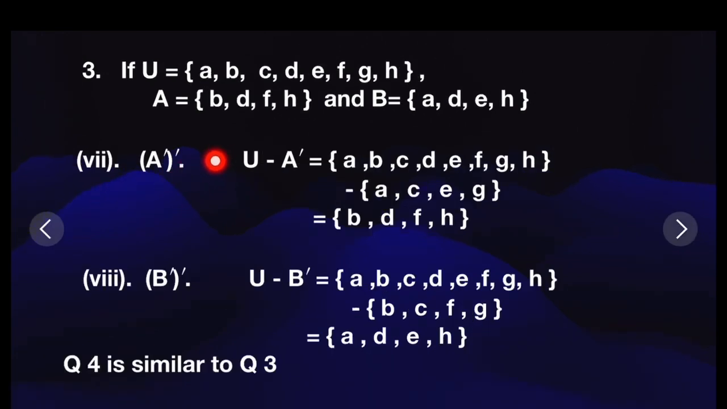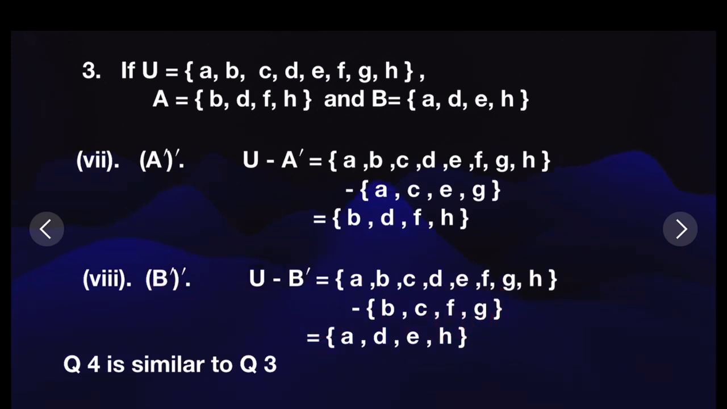Number 7 is A dash dash, that is U minus the set within the brackets, that is A dash. So first write U, this is A dash, write it down, then remove the elements, you will get the answer. B dash dash, U minus the set B dash. So U, this is B dash, remove the elements, you will get an answer.